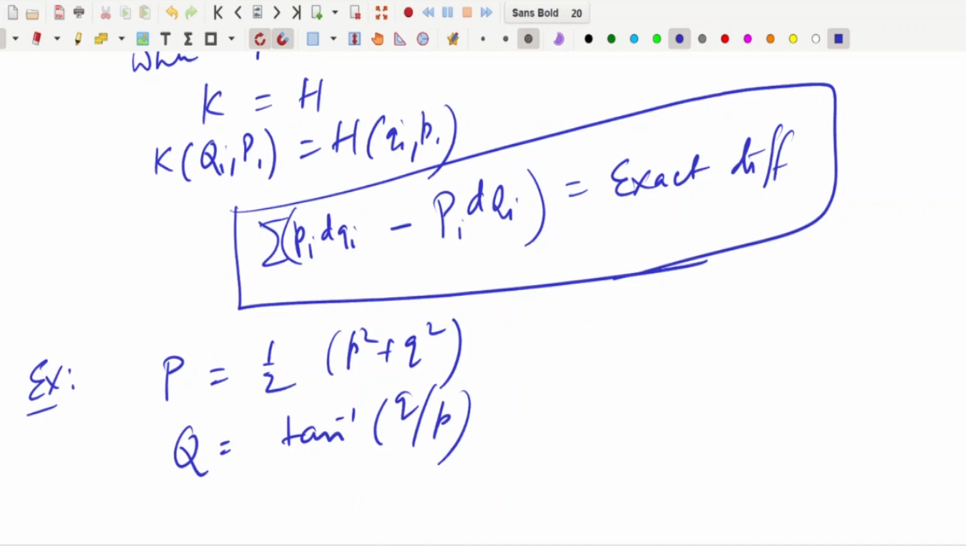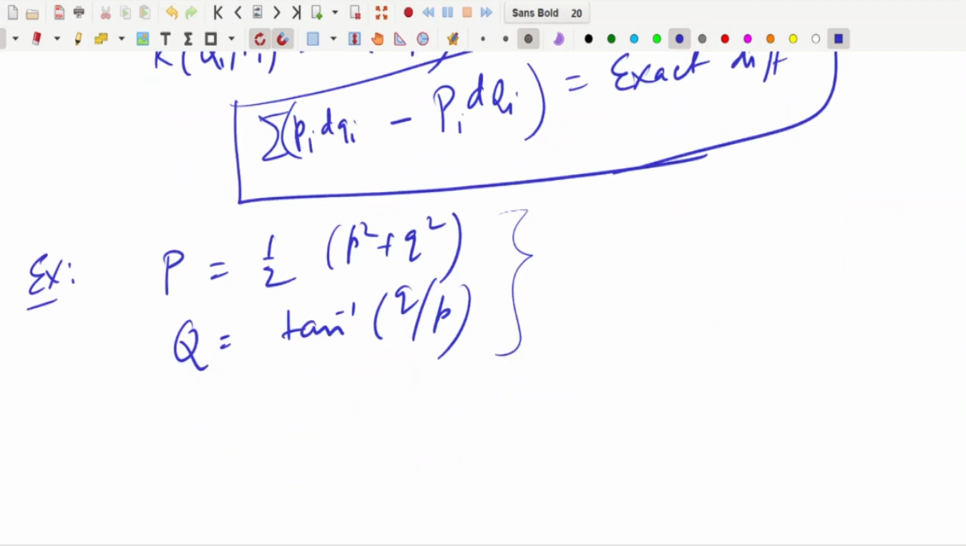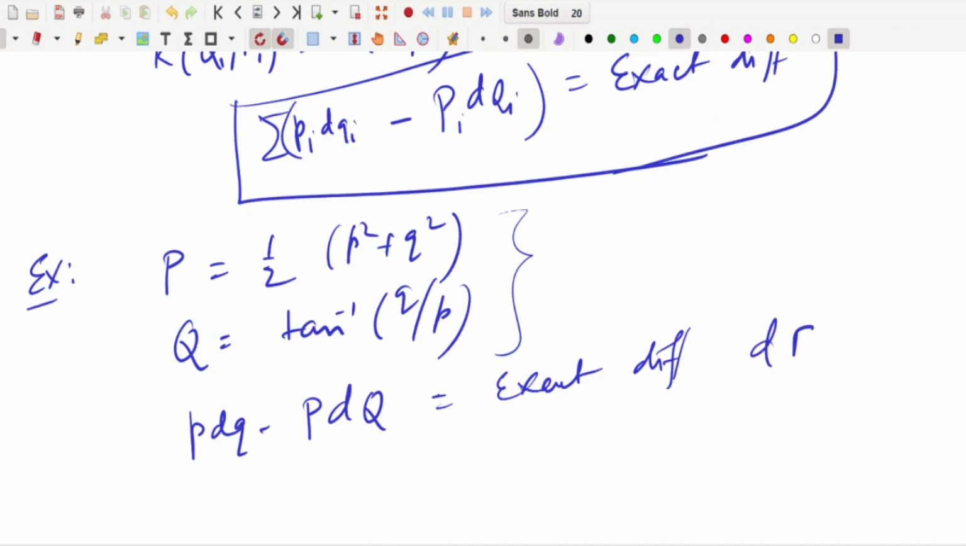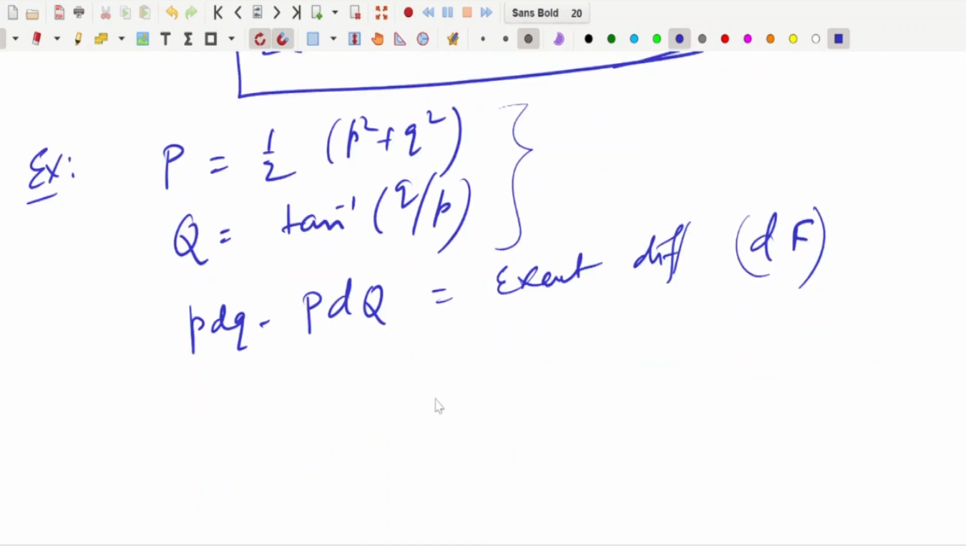So we have to check whether this is canonical or not by this differential method. There is only one coordinate and one momentum, so we will not have a summation. What we have to show is that p dq minus capital P dcapital Q should be an exact differential. That means it should be d of some quantity, an exact differentiation. So let us calculate this for this very simple example.